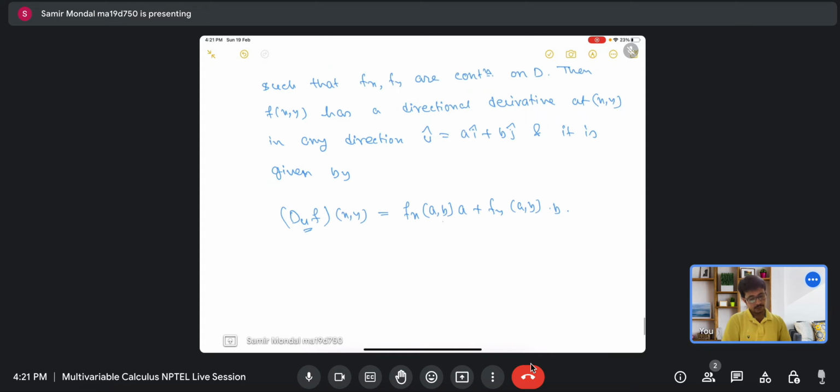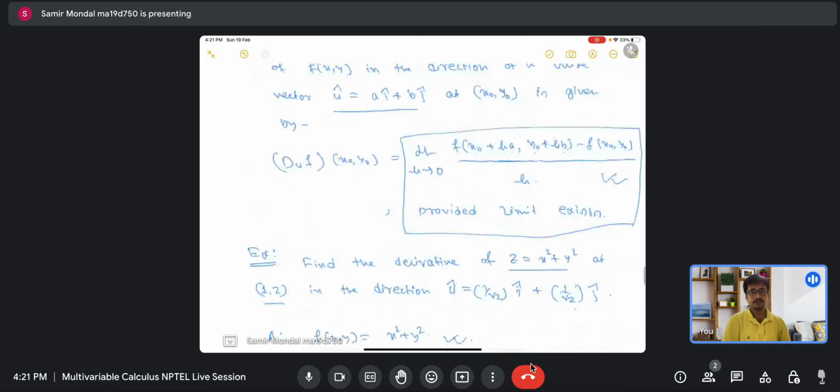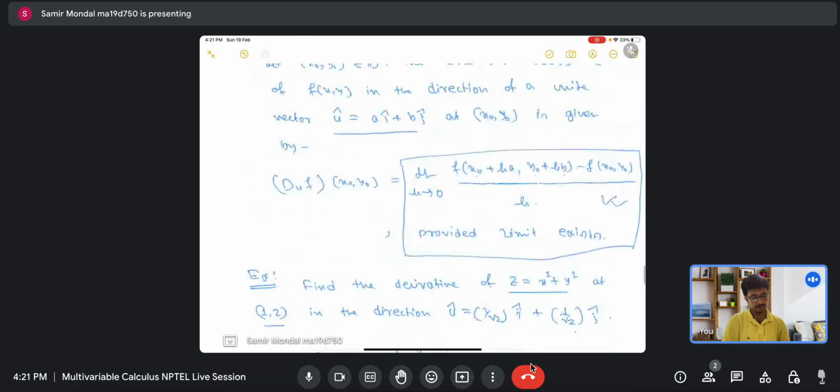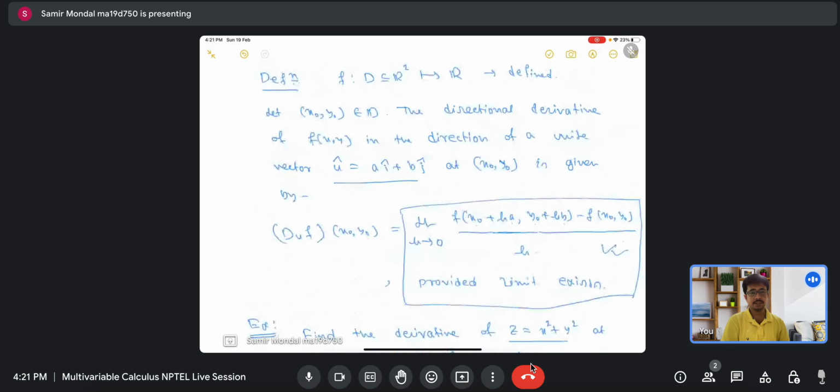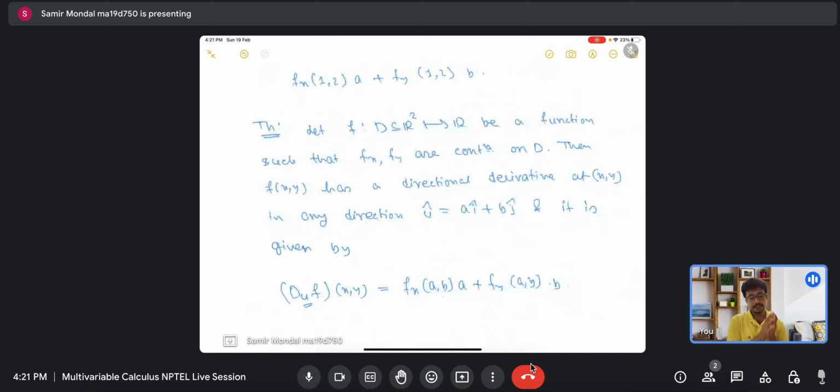So from the definition of directional derivative in the limiting form, we cannot say that in any direction of some unit vector the directional derivative of a function exists. There may be some functions whose directional derivative in some direction may not exist, but this theorem gives the guarantee of existence of the directional derivative of a function at a point in any direction, and explicitly we are getting one formula to evaluate the directional derivative of the function at that point in the direction of some unit vector.